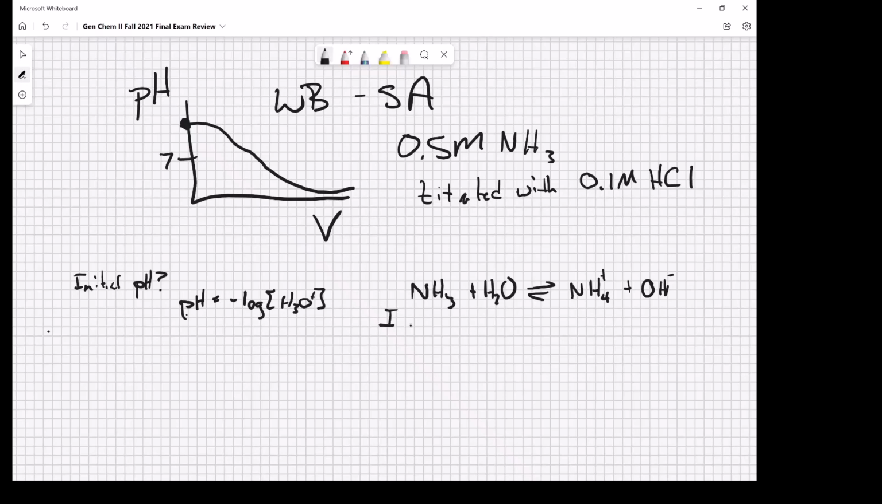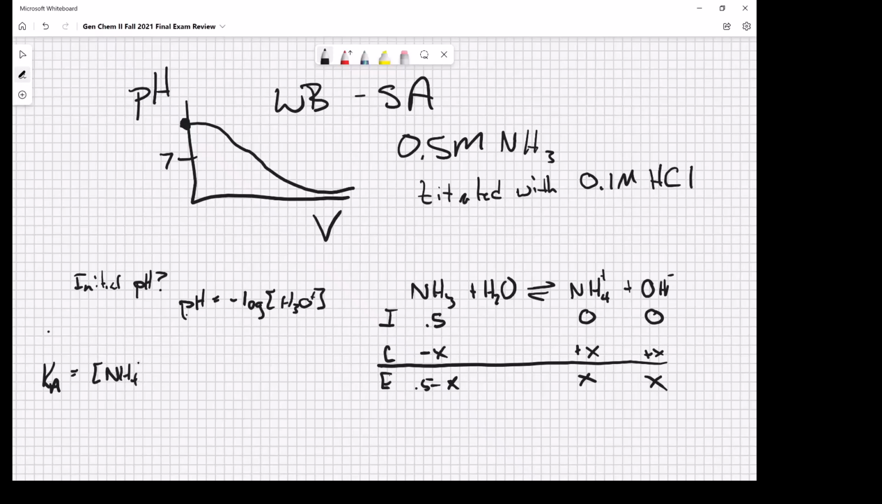So initial conditions here will be 0.5 molar of this, and 0 of this, and 0 of this, and the water doesn't matter. So now change will be minus X here, plus X here, and plus X here. And then the sum of those will be equilibrium. And so that'll be here 0.5 minus X, and X, and X. And the equilibrium constant for this thing, the Kb, is equal to what? Concentration of NH4 plus times the concentration of OH minus over the concentration of NH3.